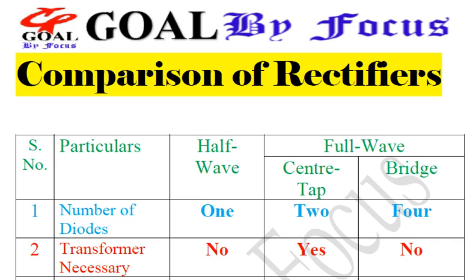First point is number of diodes required. Friends, in case of half wave rectifier, 1 diode required, center tap rectifier 2 diodes required, bridge type rectifier 4 diodes required. If we talk about transformer necessity, so there is no necessity in case of half wave rectifier and bridge type rectifier, but it is necessary for center tap rectifier.